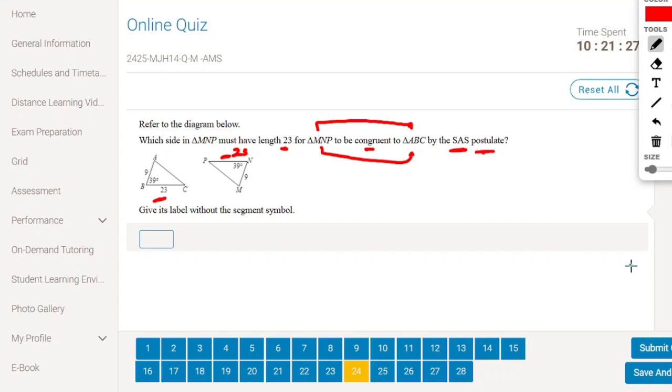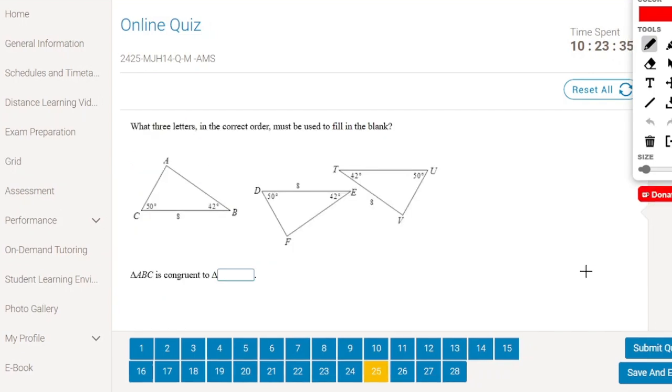Here I have 9, and this is 9. This side is congruent to this side, this angle is congruent to this angle, so this side will be congruent to this side. So this is side, angle, side. Here the symbol will be N or NB, all the same.